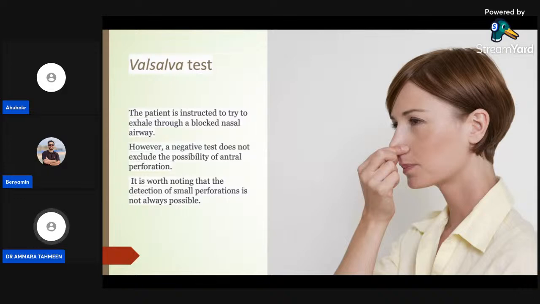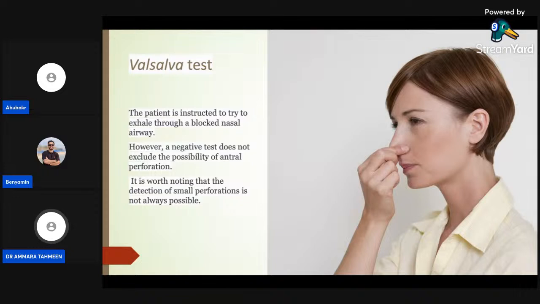after the extraction, but you are not able to identify whether it's there, and just for confirmation, the patient is instructed to try to exhale through a blocked nasal airway. As you can see in this picture, the patient pinches the nose, and the patient is asked to exhale from the mouth. Once the patient exhales, you should examine the oral cavity in the area of the extraction socket. You will see the air bubble forming in the blood. So this confirms that there is a presence of oroantral communication.